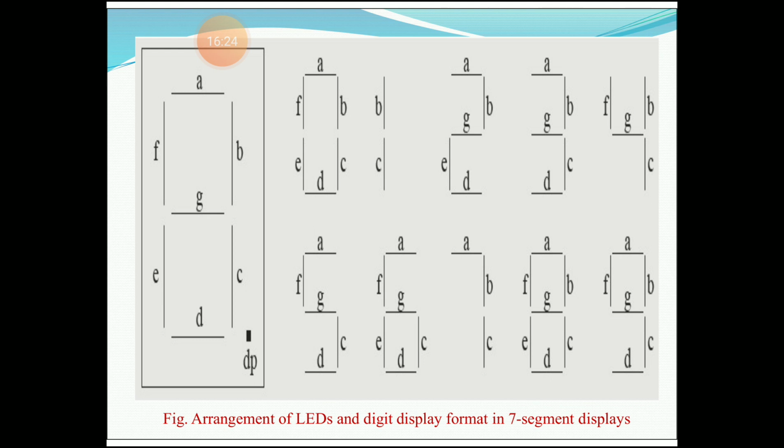So this diagram shows the arrangement of LEDs and digit display format in a 7 segment display device. The 7 segment display device will display BCD numbers 0 to 9. So according to the segment pattern given to the 7 segment display device, the display device can display the BCD numbers 0 to 9. These are the different BCD formats, the required BCD numbers to be displayed based upon which segments will be on.